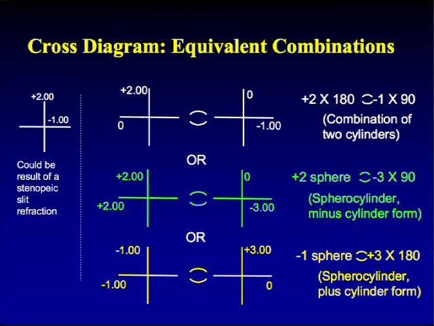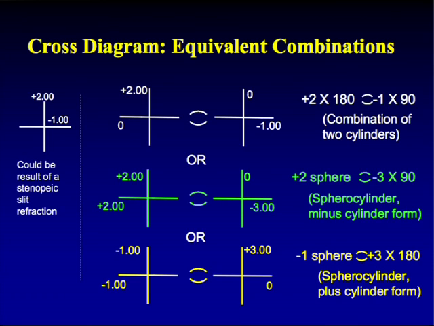Now instead of making the +2 into the sphere, we could have made the -1 into the sphere. So let's try that. We put a -1 in the vertical meridian, like so. But what we give to this side, we must take away from this side. So +2 minus -1 is +2 plus 1 is +3. So it's -1 sphere combined with +3 in the 90-degree meridian, or +3 axis 180. And that's plus cylinder form. So that's how you make that transition.